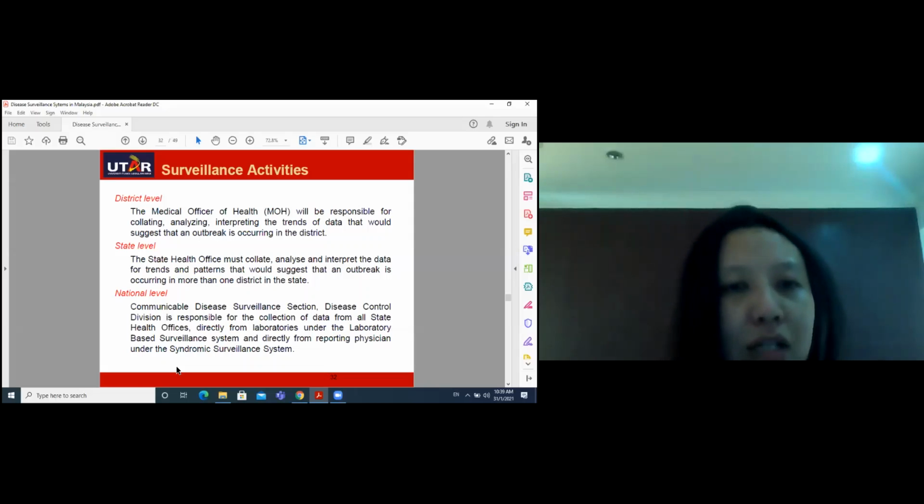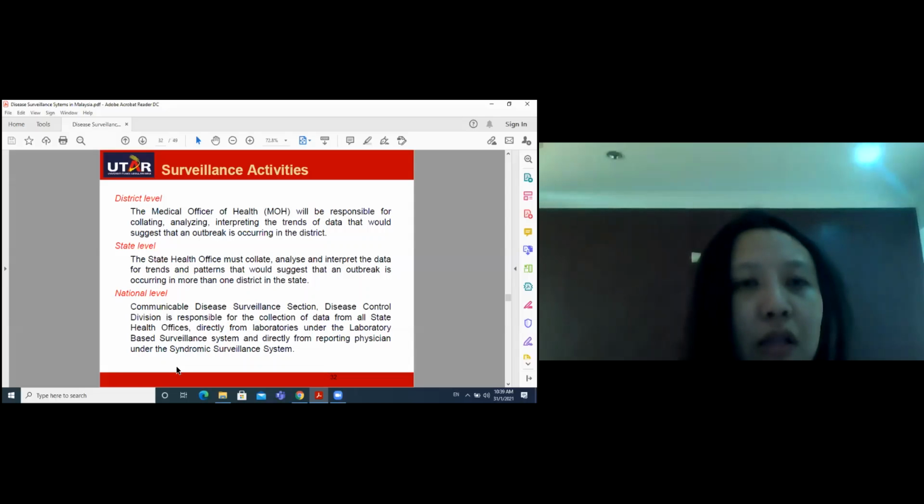And finally, at the national level in our Ministry of Health Malaysia, the Communicable Disease Surveillance Section in the Disease Control Division is responsible for collecting from all state health officers, and they will also collect data from the laboratories under the laboratory-based surveillance system and direct reporting from physicians under the syndromic surveillance system. So at the national level, they collect all these relevant data from different districts and states, and also directly from physicians, to confirm whether an outbreak has happened.